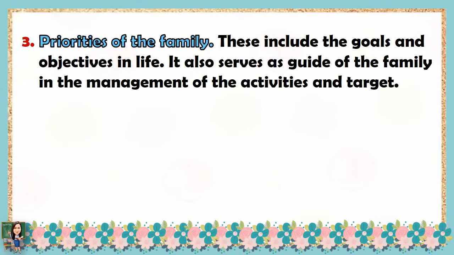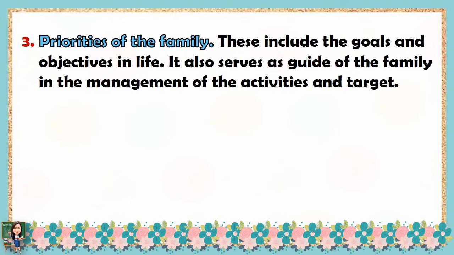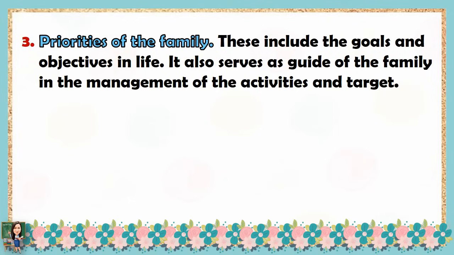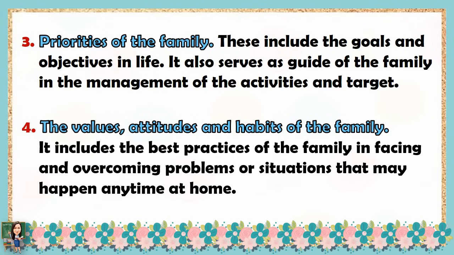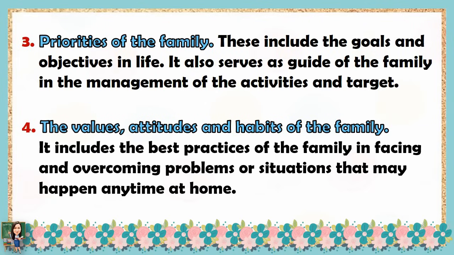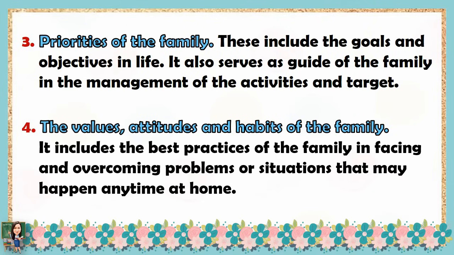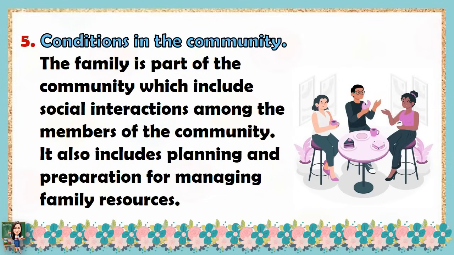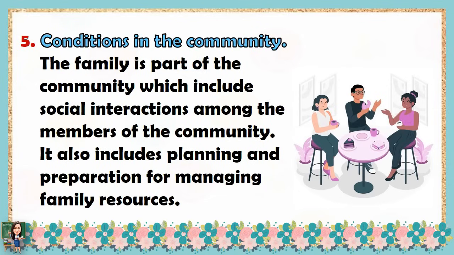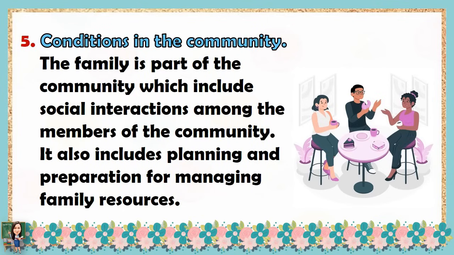Number 3, priorities of the family. These include the goals and objectives in life. It also serves as guide of the family in the management of the activities and target. Number 4, the values, attitudes, and habits of the family. It includes the best practices of the family in facing and overcoming problems or situations that may happen anytime at home. And number 5, conditions in the community. The family is part of the community, which includes social interactions among the members of the community. It also includes planning and preparation for managing family resources.